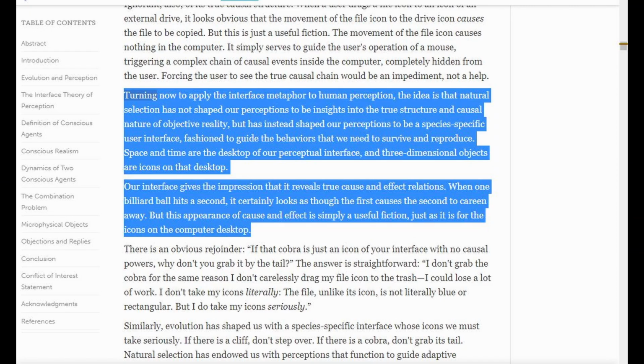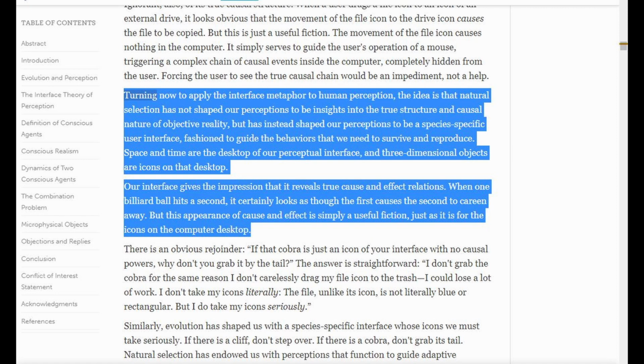A research article titled Objects of Consciousness by the University of California states, turning now to apply the interface metaphor to human perception. The idea is that natural selection has not shaped our perceptions to be insights into the true structure and causal nature of objective reality, but has instead shaped our perceptions to be a species-specific user interface, fashioned to guide the behaviors that we need to survive and reproduce.